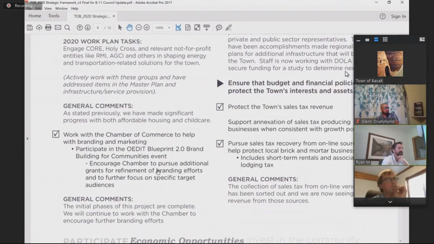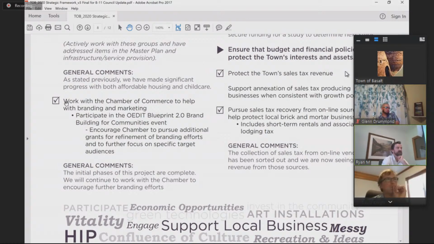And let's see. Working with the Chamber of Commerce. This one got a check mark. They did a brand building effort, and the first part of that is now complete. In talking to the Chamber, we're just trying to get that brand built and more disseminated. Chris Matera is doing a good job of that so far, and we'll continue to work on that as well.